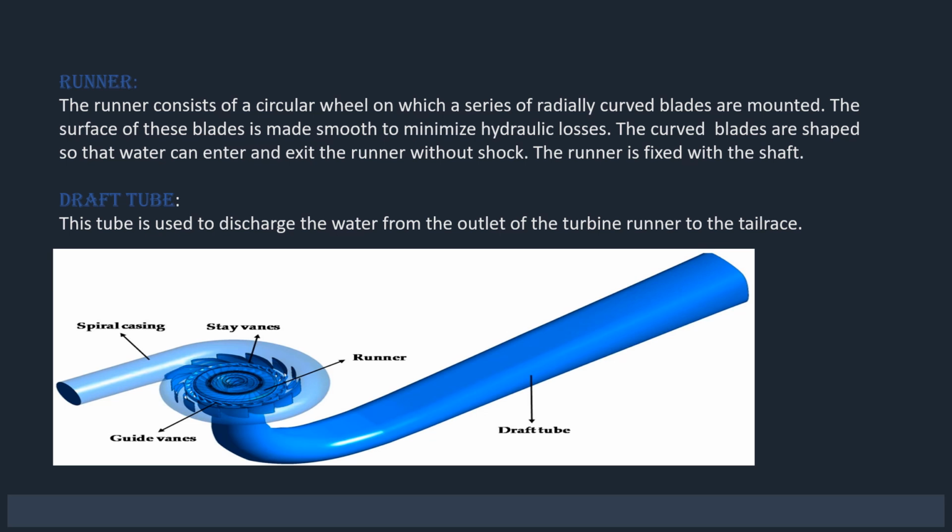We have the runner too, and the runner is the main rotating component that converts water energy into mechanical energy. It has curved blades designed for effective water flow without turbulence. It's connected to a shaft which transfers rotational energy to a generator. And lastly, we have the draft tube. It's a tube that guides water out of the turbine after passing through the runner, and it reduces pressure loss and improves efficiency. As displayed on your screen, you can see the parts of the radial flow turbine.